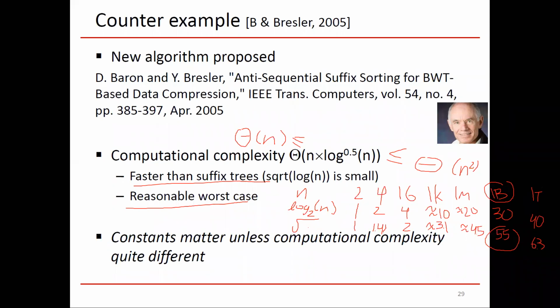And the real point here is that constants matter unless the computational complexity is quite different. And the word quite suggests that you need to be judicious here. If we give you an n squared versus an n, unless you happen to know that these are very small problems, of course you're going to go with the n, but you need to be judicious. So that'll be it, and we'll continue next time.